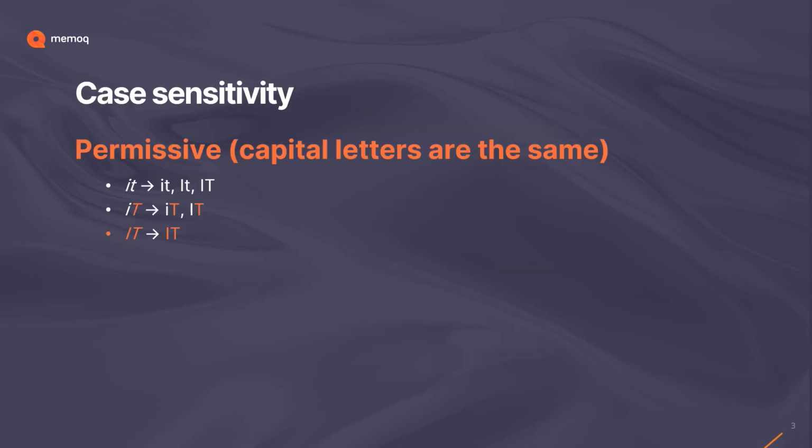There are three choices. Permissive: the term matches the text if their capital letters are the same. Use this setting for most proper names. There are three examples shown for different combinations of the term.